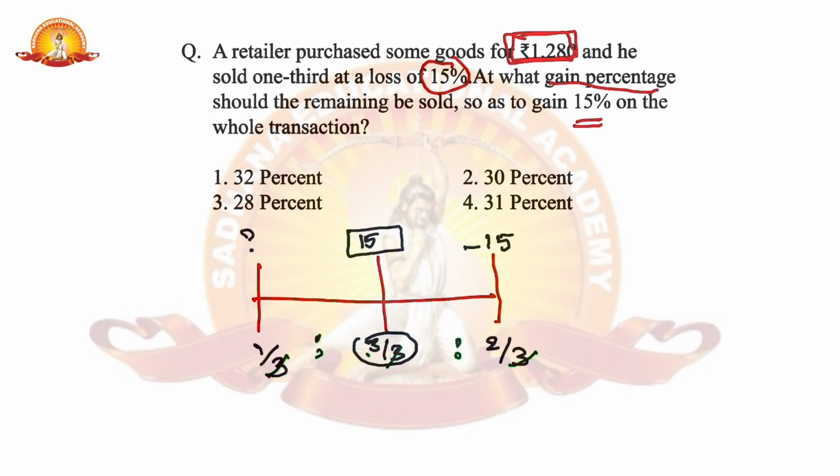So the distance between plus 15 and minus 15, the total distance is 30 parts, 30 kilometers. So 2 parts are 30 kilometers. Then 1 part is 10 kilometers. So this one is contributing less. So the other one should contribute more. So our answer should be 15 plus 15. The answer is 30. So the second option is the correct answer.